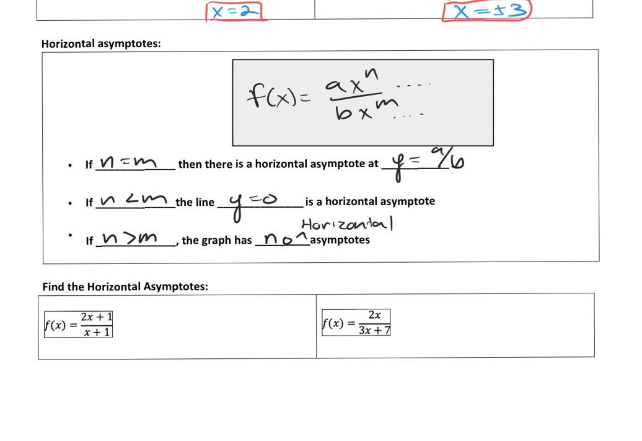Okay, let's look at some examples to apply our scenarios. We have scenario 1, where the degrees are the same. We have scenario 2, where the denominator has a larger degree. And we have scenario 3, where the numerator has a larger degree. Okay, let's go ahead and take a look at this.